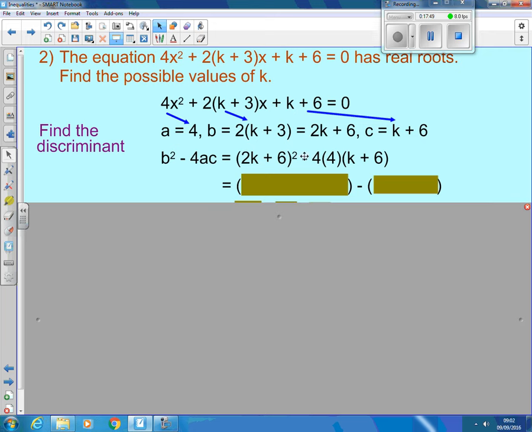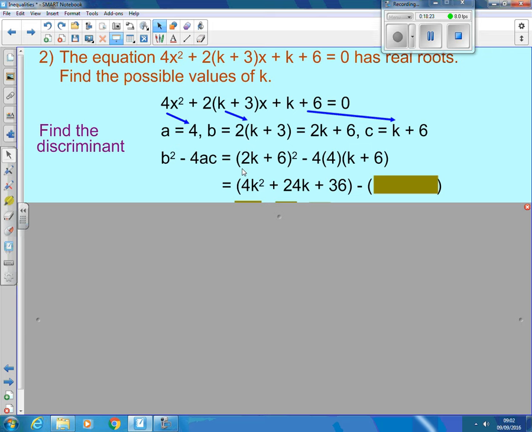Well, expanding this one, what we do is (a plus b) all squared, which is a squared plus 2ab plus b squared. So it's this one squared, which is 4k squared, plus 2 lots of 2k times 6. 2 times 2k is 4k, times 6 is 24k, plus the 6 squared, 36. So it's 4k squared plus 24k plus 36.